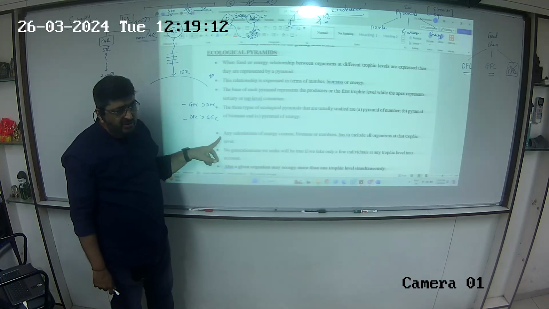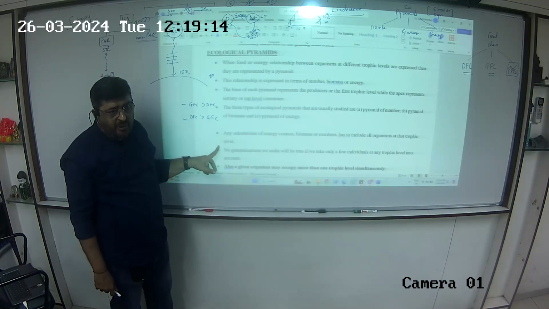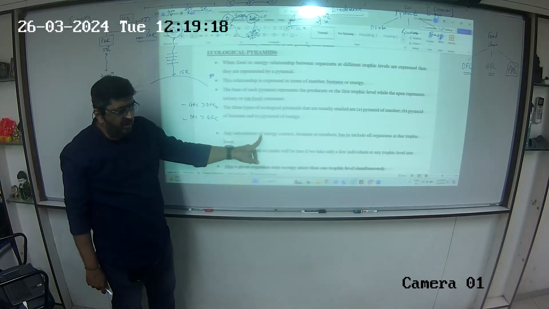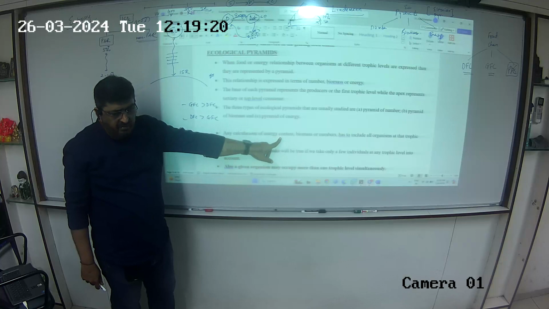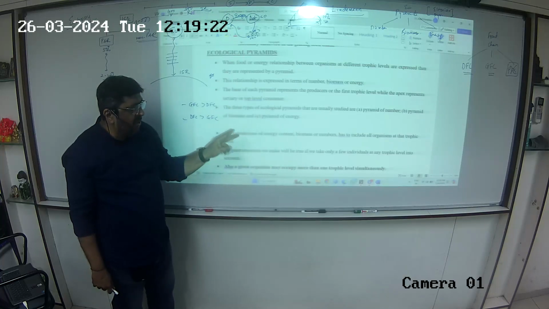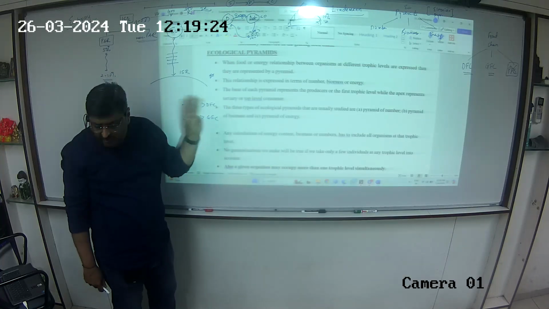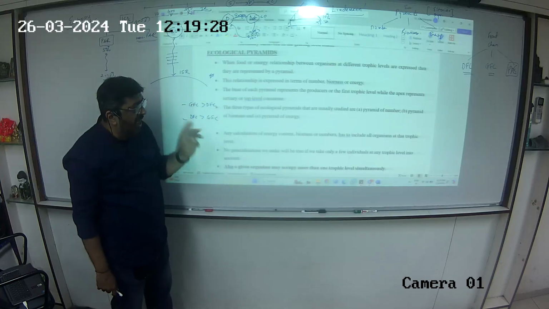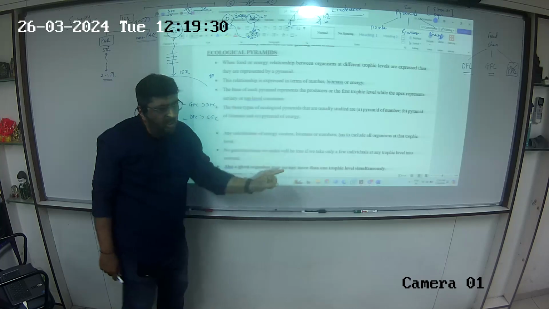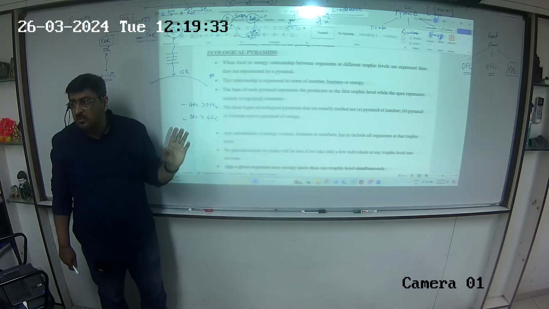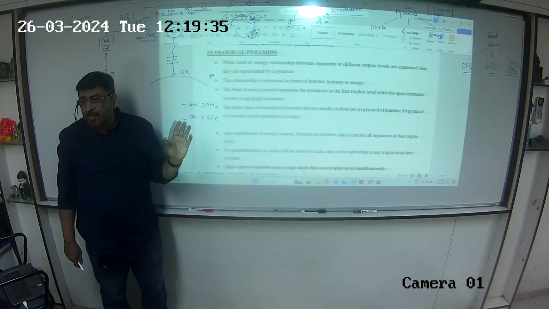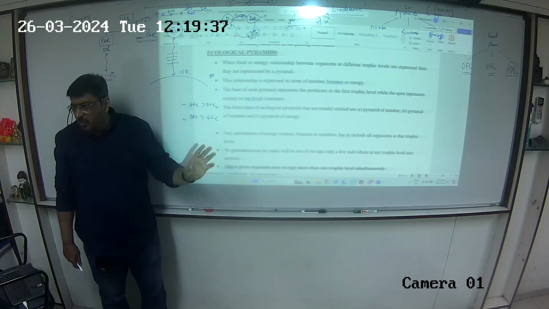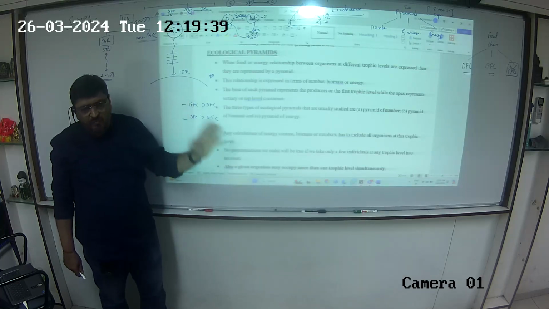Any calculations, this is a very important point, please you can star mark this point please. Any calculation of energy content, biomass or number, यानी ये तीनों भी pyramid को construct करने के टाइम पे, any calculations has to include all the organisms at the trophic level. You have to include all the organisms at the trophic level.